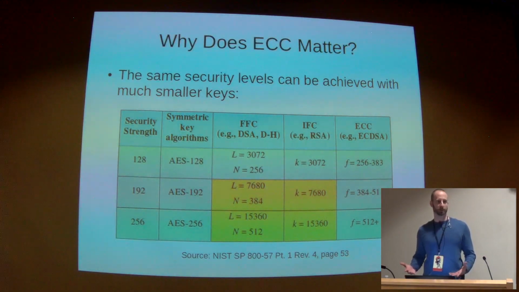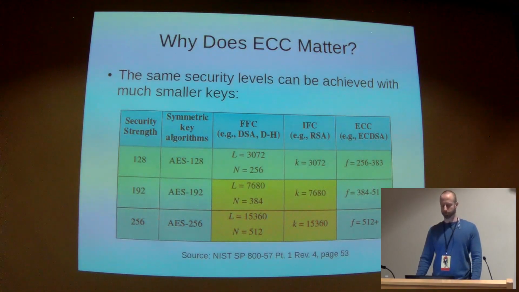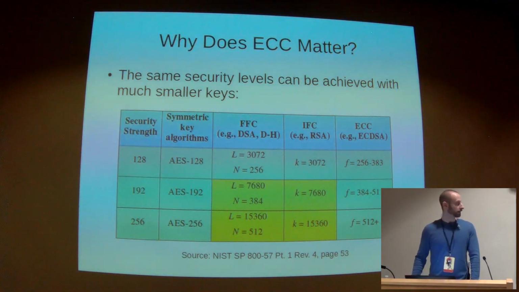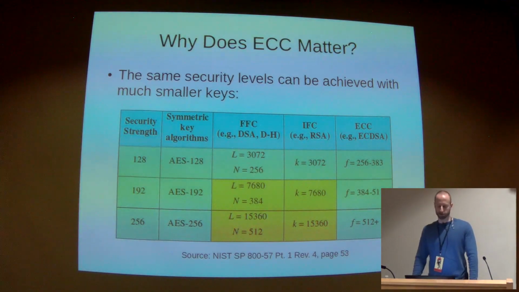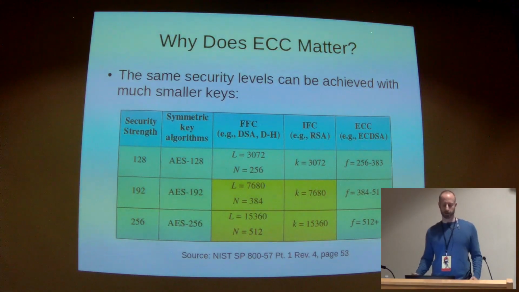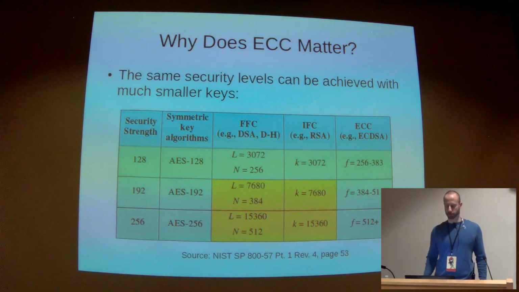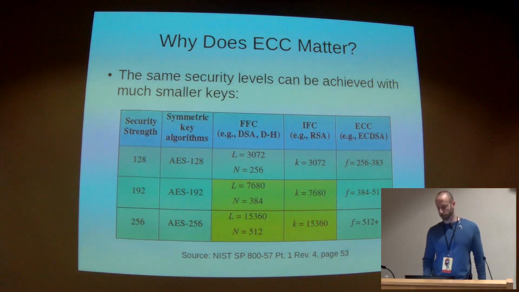How many people have actually run into a 15,000-bit key out in the real world? Besides snake oil, right? Nobody. It doesn't exist. Nobody uses it. It's not practical. But take a look at the bottom right, under ECC: to get that level is somewhere around 512 bits. That's the punchline. As your security strength increases linearly, your ECC keys increase linearly, whereas in traditional crypto it's increasing exponentially. So that's the main advantage.